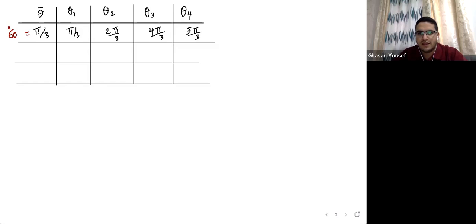Okay. The second one is pi over 6, and 5 pi over 6 in the second quadrant. In the third quadrant, it is 7 pi over 6. And in the fourth quadrant, the angle should be 11 pi over 6.